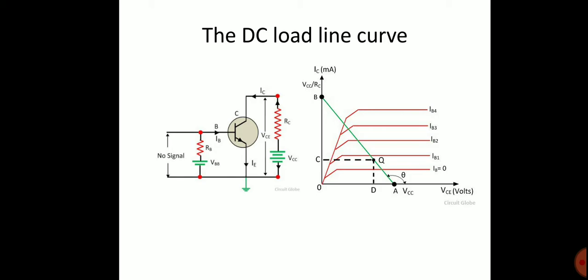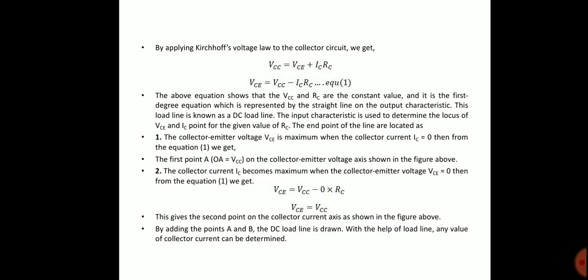Now we see the conditions by applying Kirchhoff's voltage law to the collector circuit. We get VCC equals VCE plus ICRC. Now VCE is VCC minus ICRC, equation number 1.